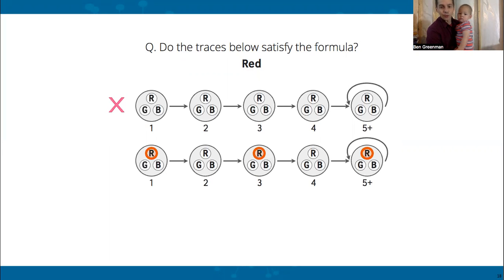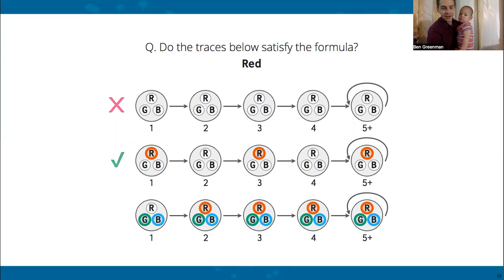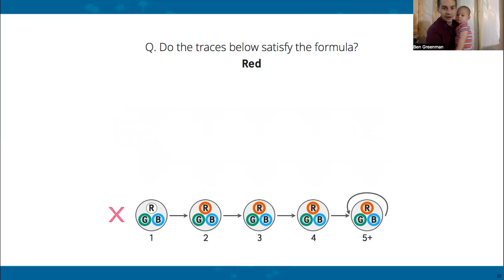Here's another trace. Red in state 1, nothing in state 2, and then red again in 3 and in 5 and after that. Does this satisfy? Yes or no? Yes, because red is on in that first state. And now one more, green and blue in state 1, and then red, green, blue in all the other states. Yes or no? No. And that's because state 1 does not have red, and that's exactly what the formula is asking for.